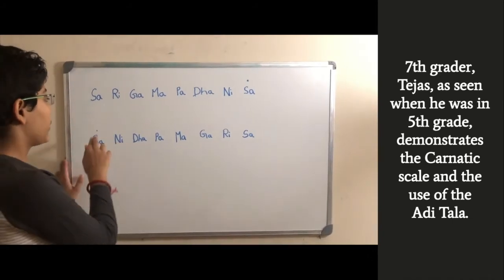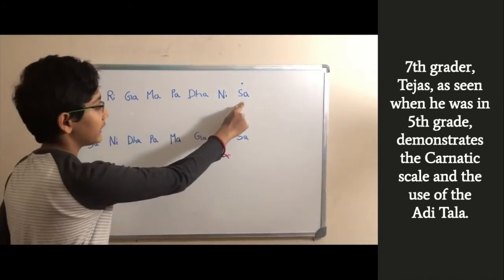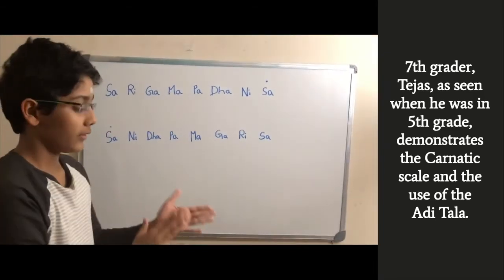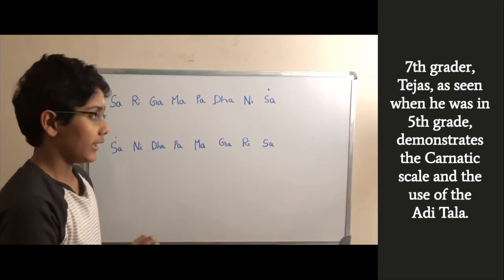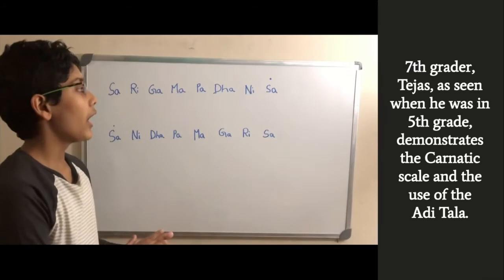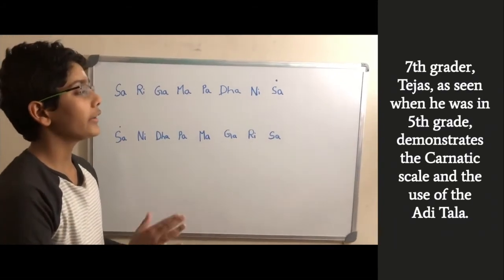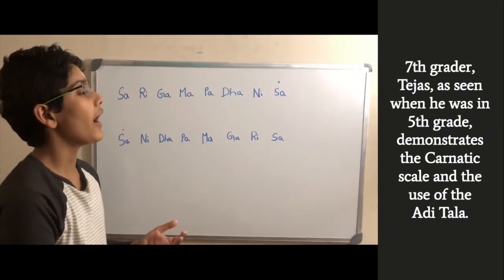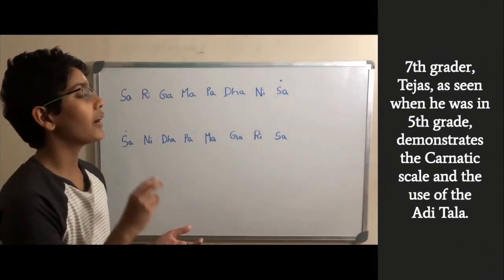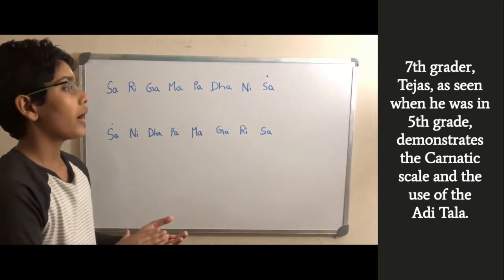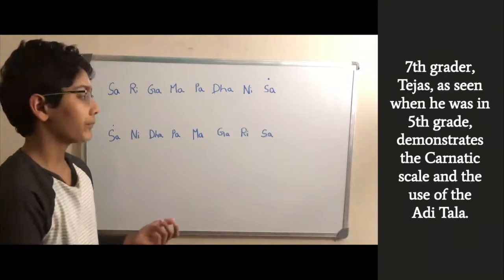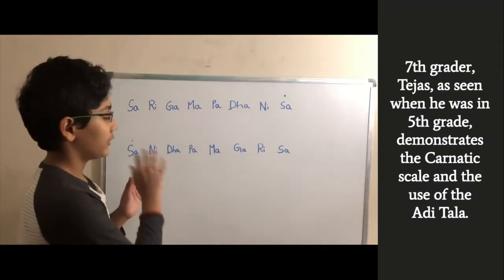And when you sing, you go forward, you sing this way, and then you come backwards. So this is how you sing it. Sa, re, ga, ma, pa, da, ni, sa, sa, ni, da, pa, ma, ga, ri, sa. So that's how you sing it.